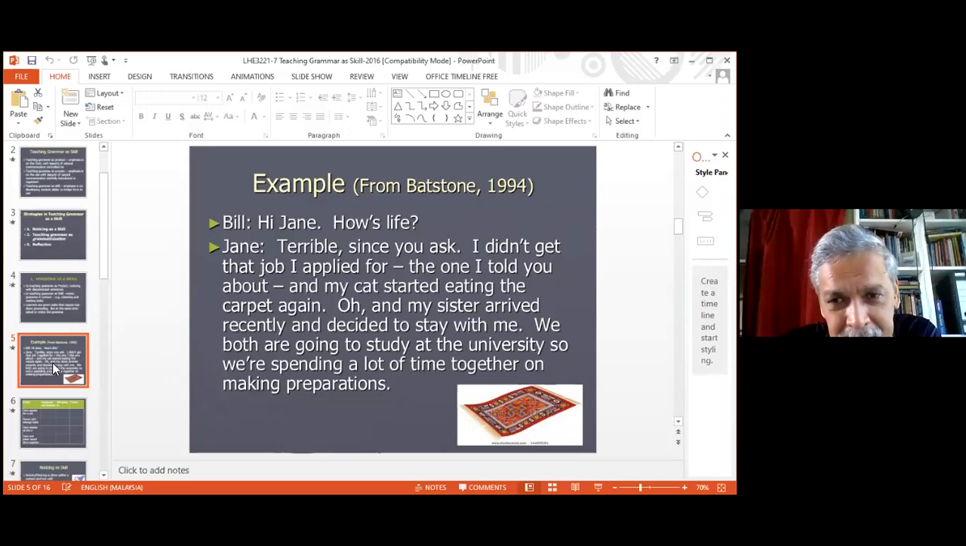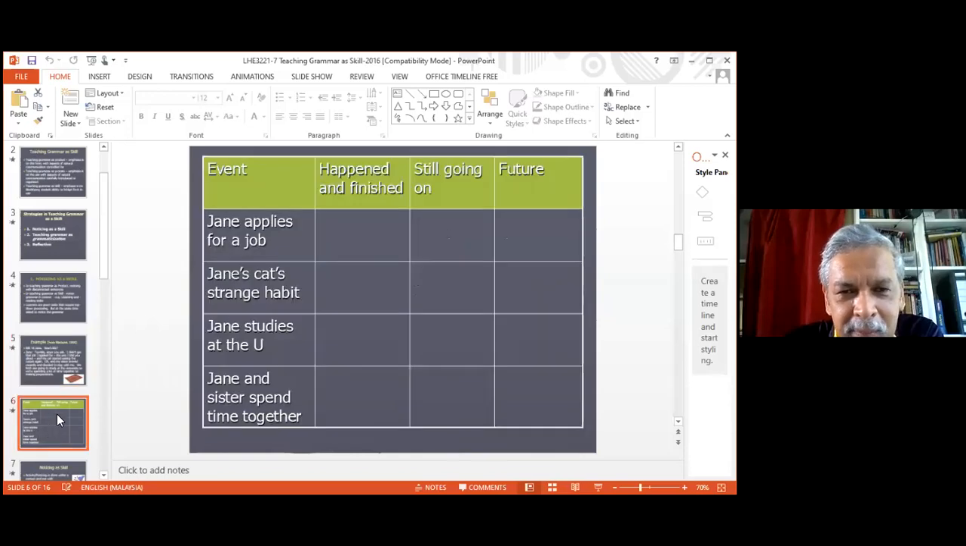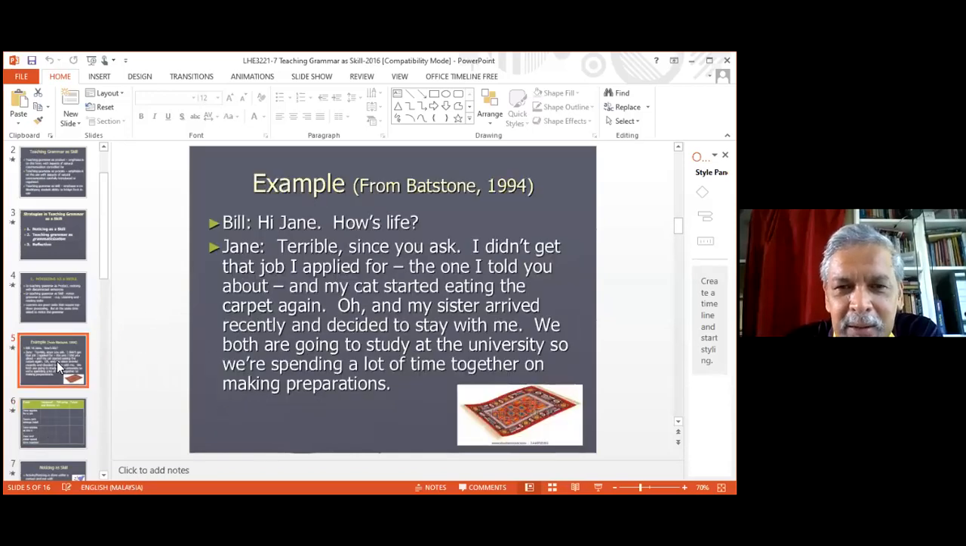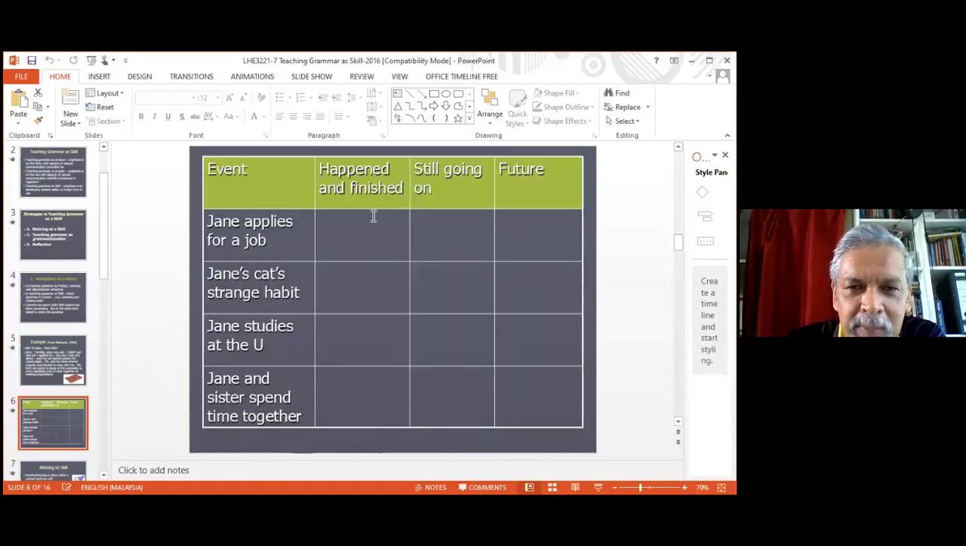Because she said, I didn't get the job I applied for, right? So she applied, and she didn't get it. These things are all important information, but we understand it from the way it is spoken in this little short conversation. So when you do this, happen and finish, the students tick here.